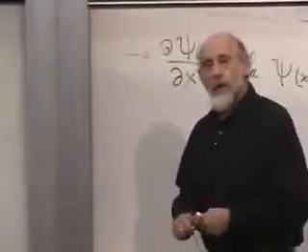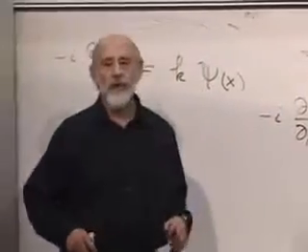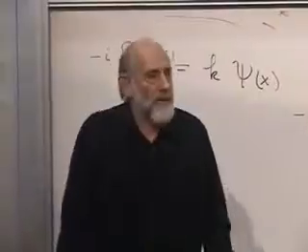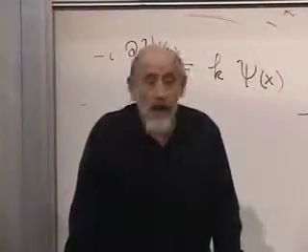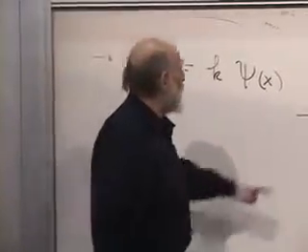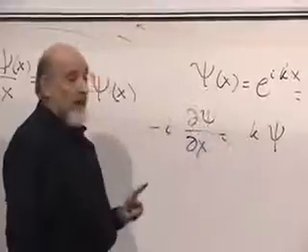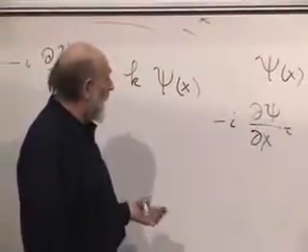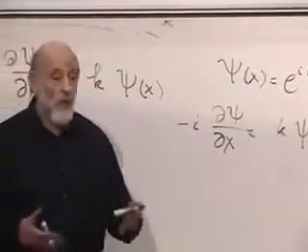All right. What is the magnitude? Supposing I multiply psi of x by its own complex conjugate. What do I get? 1, the number 1. Psi times psi star is just 1. E to the ikx times e to the minus ikx. E to the minus ikx is the complex conjugate of psi. Psi times psi star is 1.